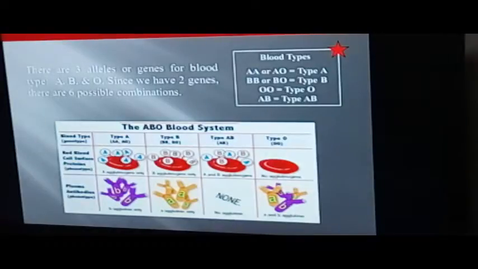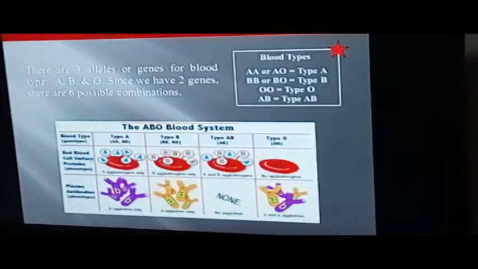And if you look at the little box at the top here, AA or AO, right? If both your parents are A's, or one is an A and one is an O, you're going to be a type A. If both parents are a B, or one is a B and one is an O, you're going to be a type B. If both parents are an O, you are going to be a type O. If one parent's an A, one parent's a B, you're going to be a type AB.